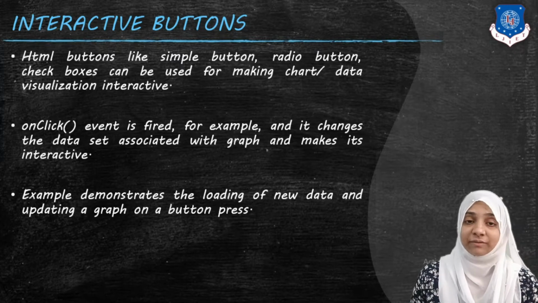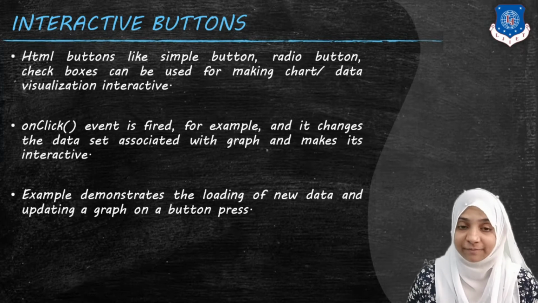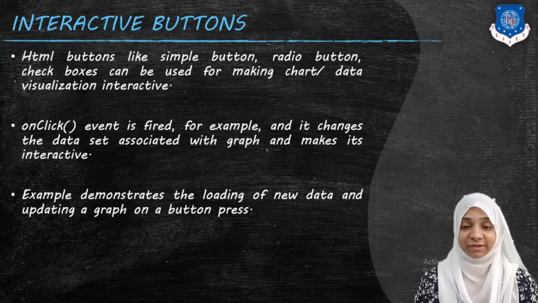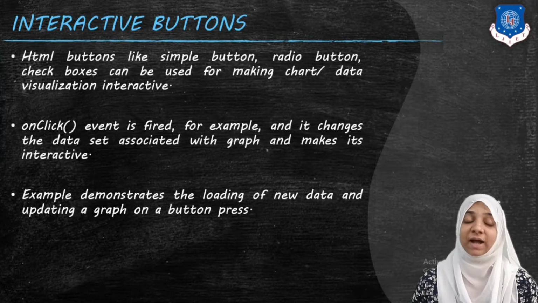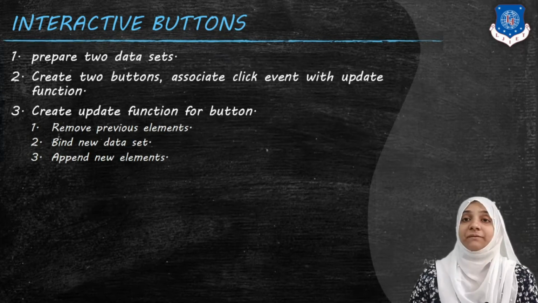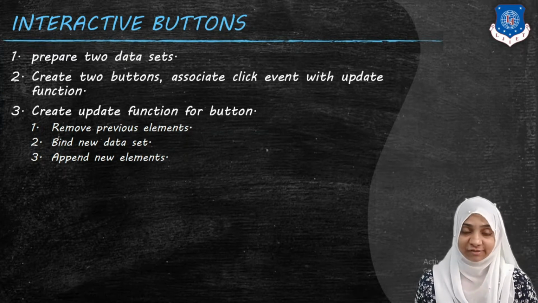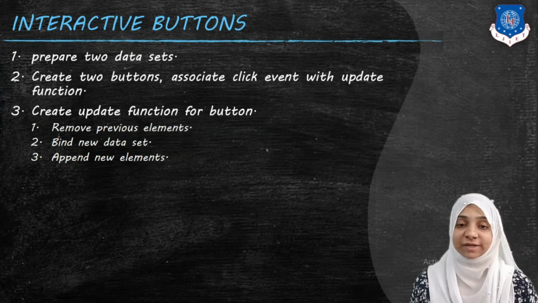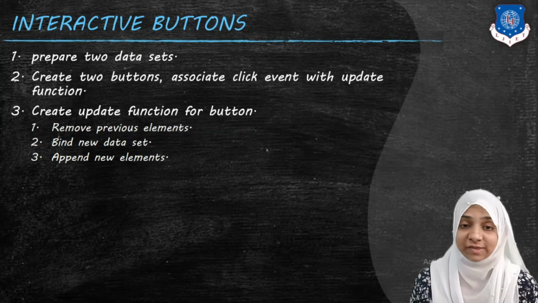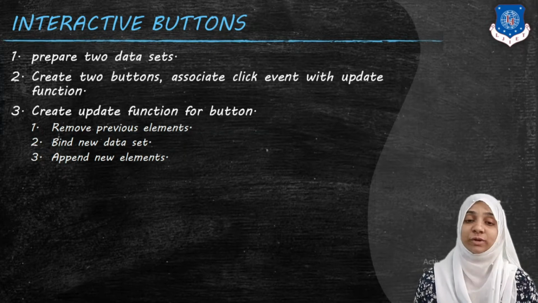For example, on a click of a button, we can change the data set which is associated with the graph, making it responsive. Let us see an example which demonstrates loading new data and updating a graph based on the button pressed. We will follow simple steps. The first step is to prepare two different data sets. One data set will get associated with the graph on a click of the first button, and the second data set will get associated with the same graph on a click of the second button. That's why we will also require two different buttons.